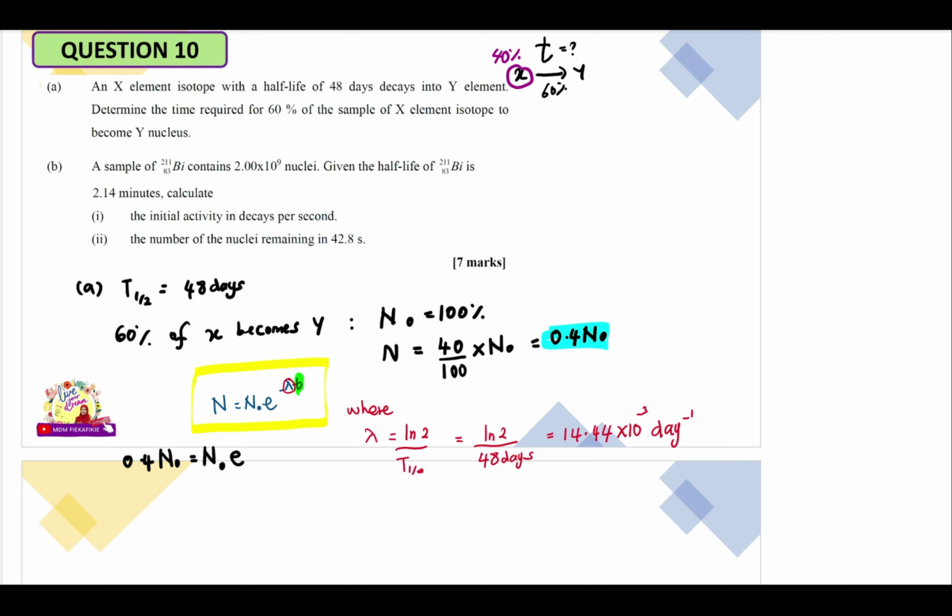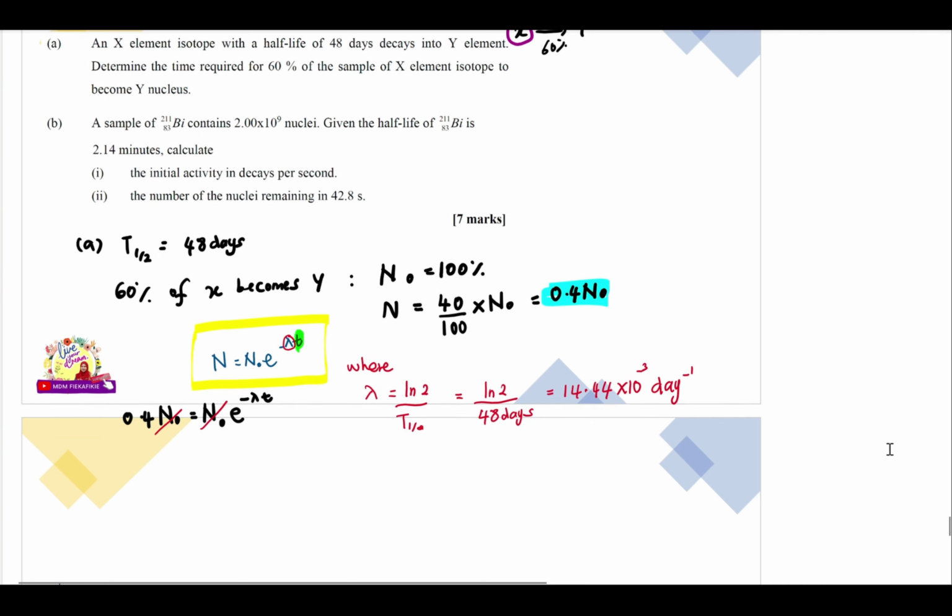Tapi sebelum mula, saya tak nak tulis dulu lambda berapa. Saya nak simplify dulu dan nak tunjuk dekat awak. N naught ni saya potong. Okay, jadi sekarang saya punya equation ni, dia dah jadi 0.4. Okay, look at here.